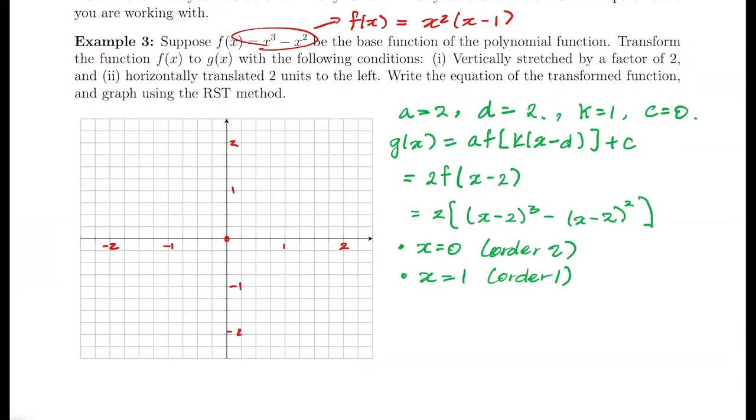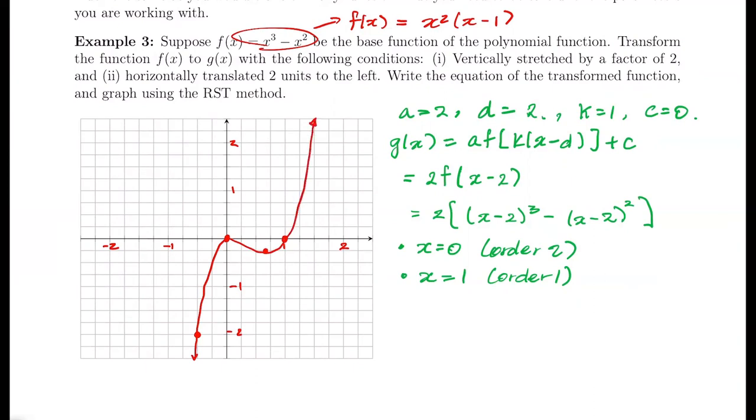So we have 0, 0. And then we have the x-intercept at 1. And then we have a point around -2, 0.5. We have something here. And this is what the function would look like. So we have an order 2 x-intercept. There's some point down here. Let's say it's about over here. And this is what the base function would look like.